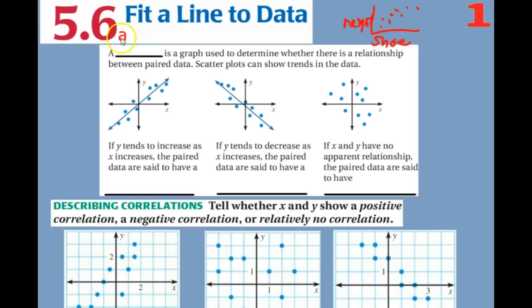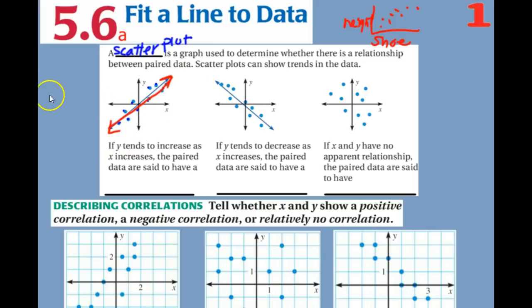These are called scatter plots. So right here, a scatter plot is a graph used to determine whether there is a relationship between paired data. Scatter plots can show trends in the data. As you can see, someone put a line through all of these dots. They were all plotted, and they thought, you know what? There could be a line that fits generally this data. So we call this the correlation.